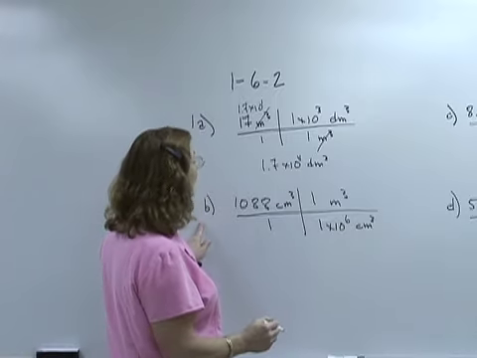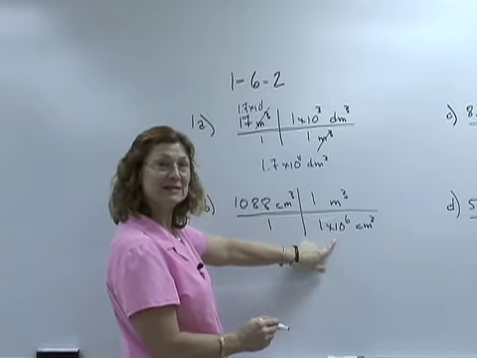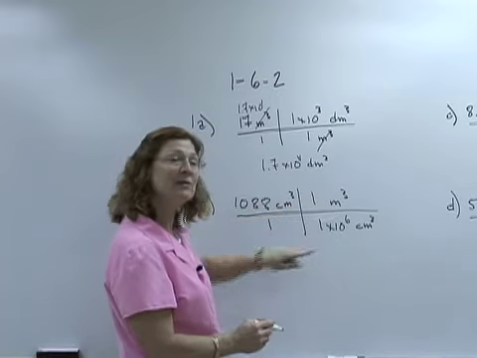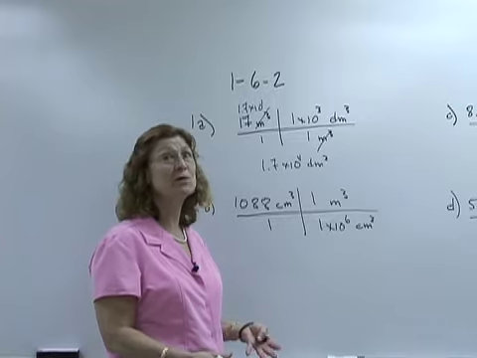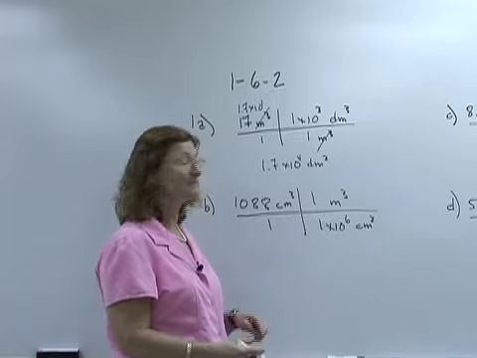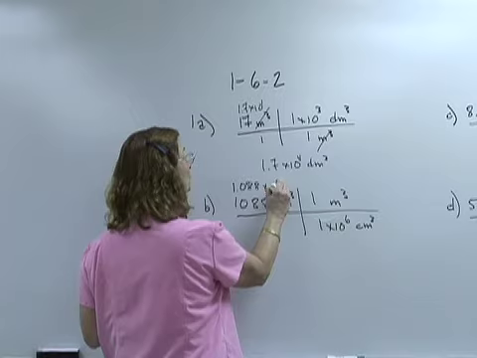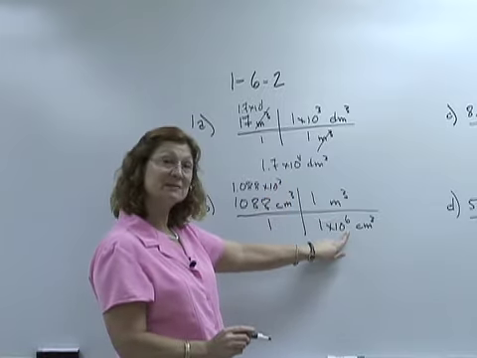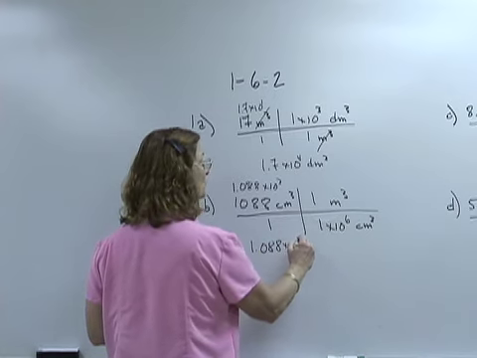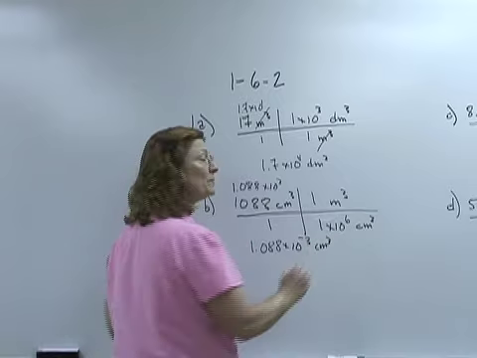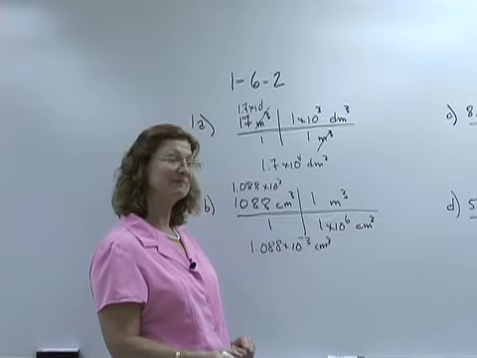In B, I'm going into meters, so I need to know that there's 1,000,000 centimeters cubed in 1 meter cubed. These values must always be equal to one another. If they're not, there's something wrong with the conversion factor. So that's how you can check yourself right away to make sure this is a true statement. Now this number is 1.088 times 10 to the 3, and 3 minus 6, because I'm dividing, is 1.088 times 10 to the negative 3 centimeters cubed, because I was subtracting 3 minus 6 is minus 3.